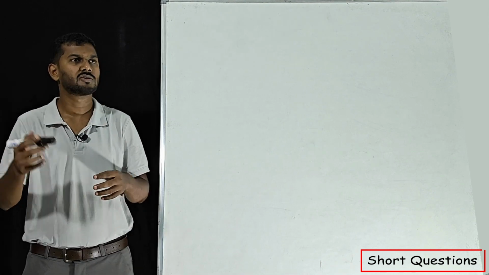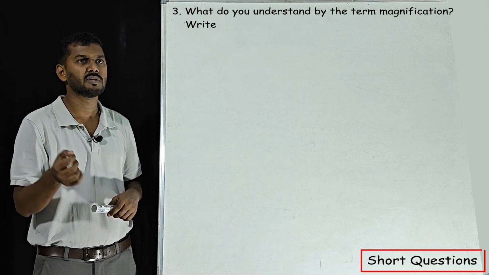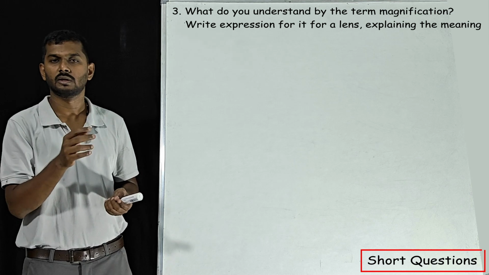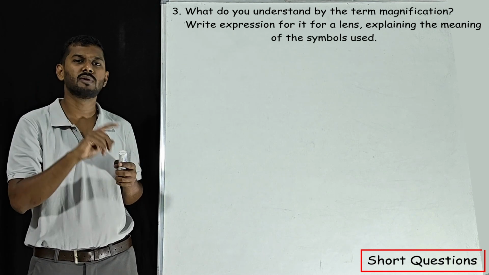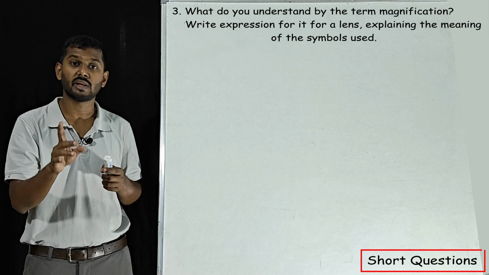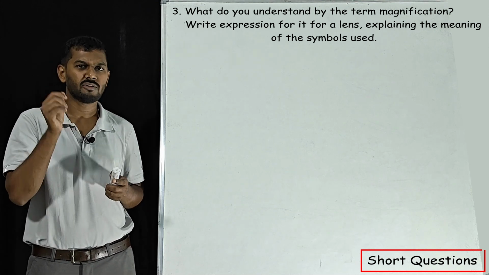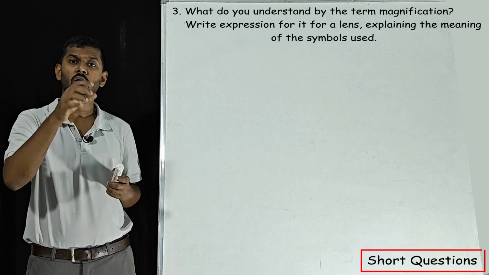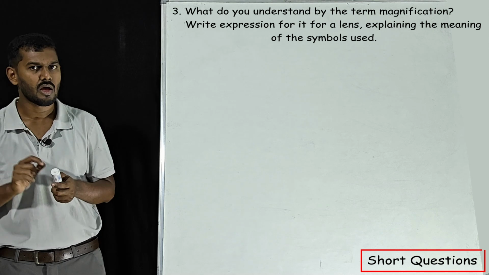That's it. Our next question: what do you understand by the term magnification? Write an expression for it for a lens, explaining the meaning of the symbols used. It's also a very simple, theoretical question, but the formula we are going to use in numericals. You need to understand it very carefully. Magnification is defined as the ratio of size of the image to the size of the object.